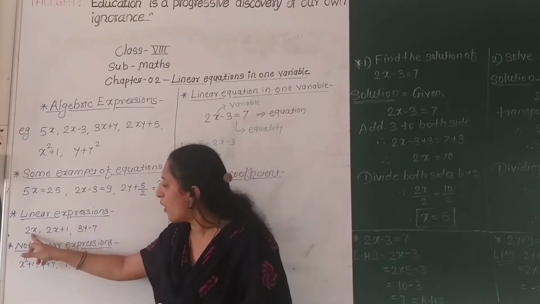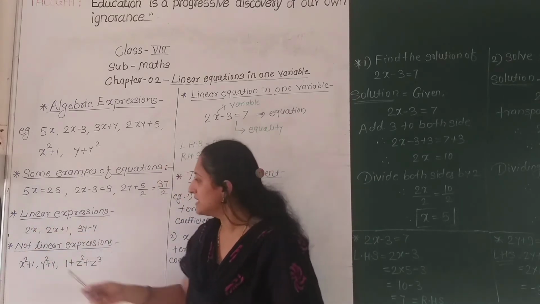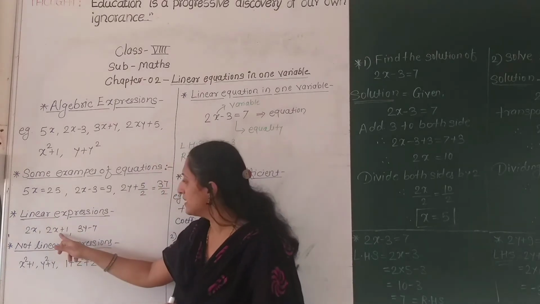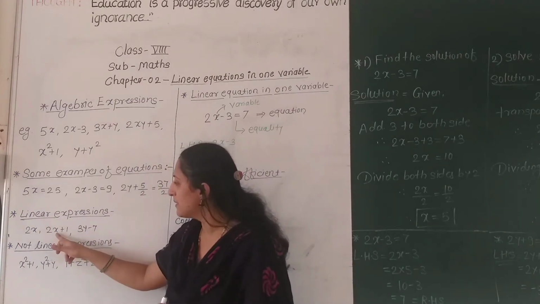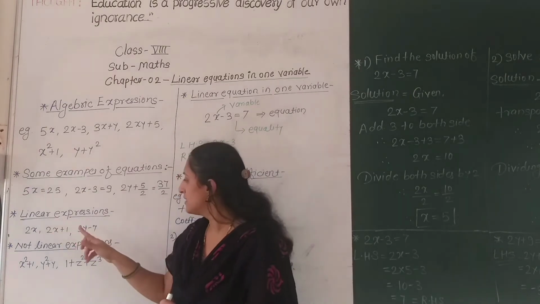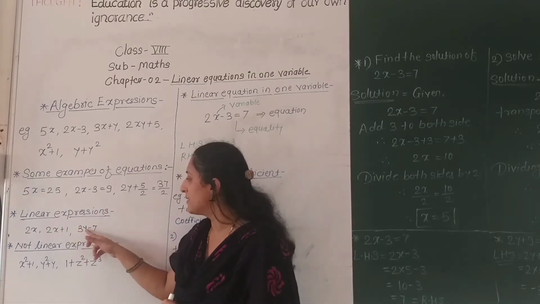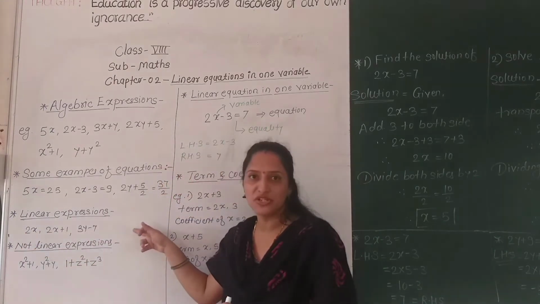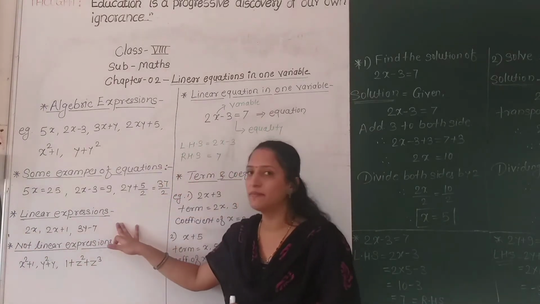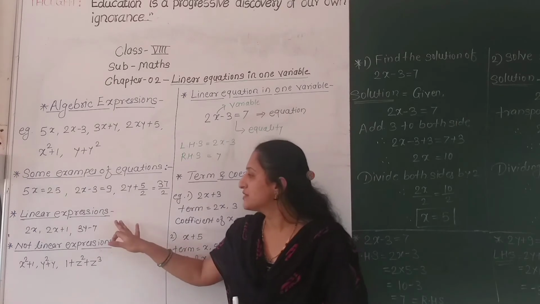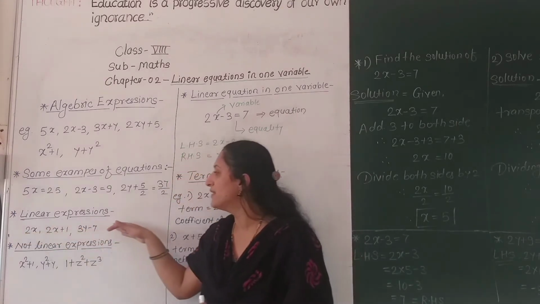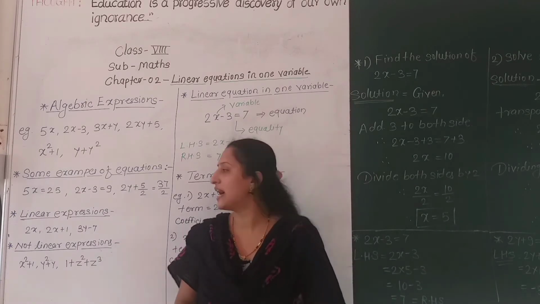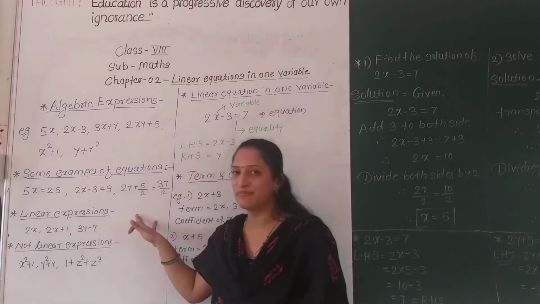But look at the power of the variable. In this expression, power of x is equal to 1. Look at here, 2x plus 1. Here power of x is 1. 3y minus 7. Here power of y is 1. So in all these expressions, highest power of the variable is 1. Okay. So when the highest power of the variable is 1, then these algebraic expressions are called linear expressions.